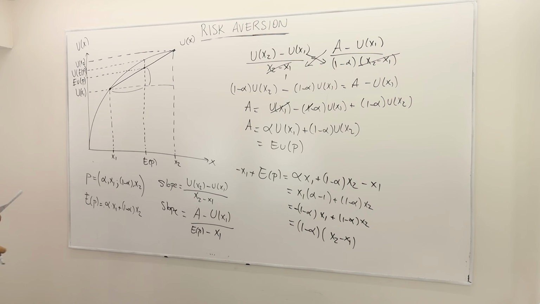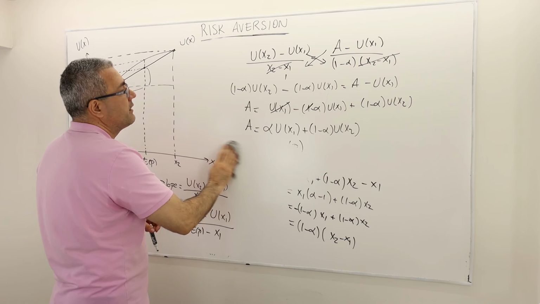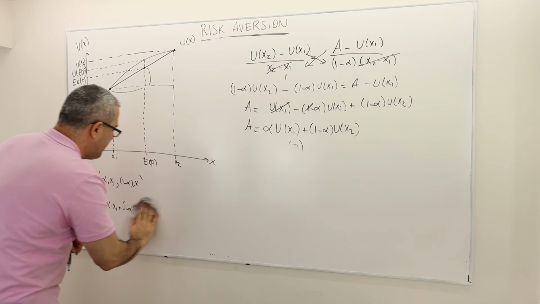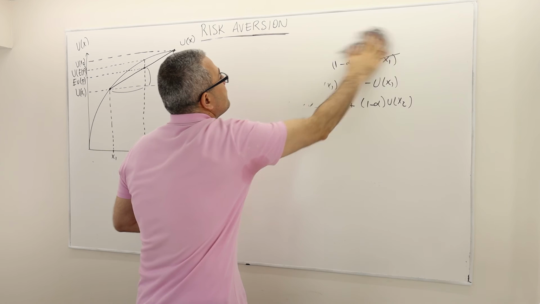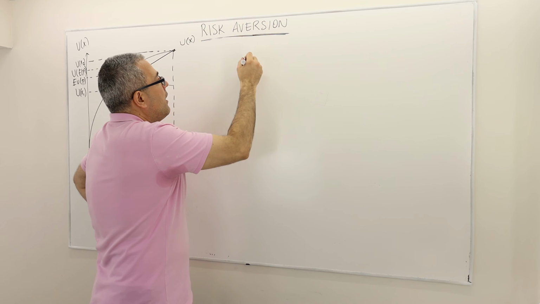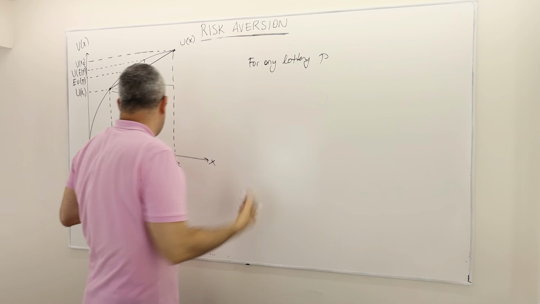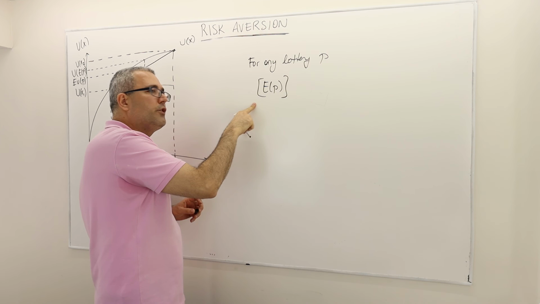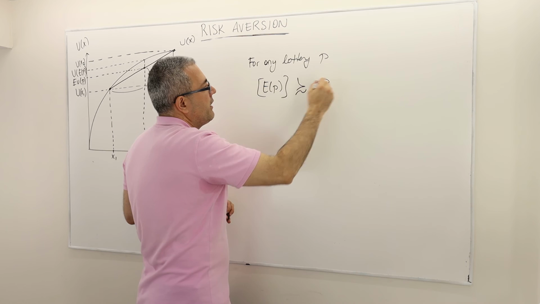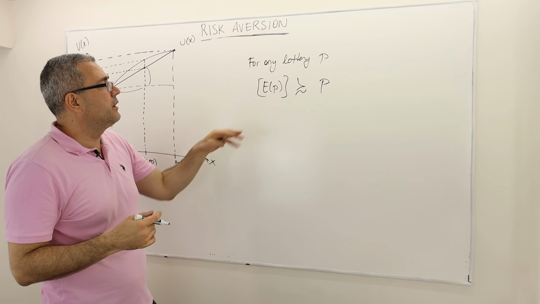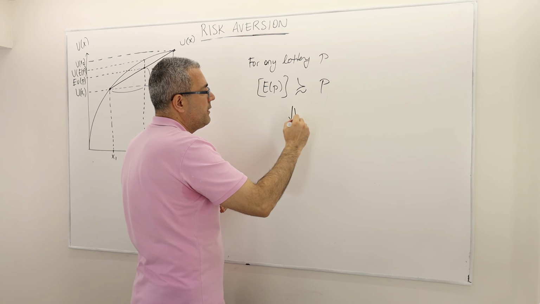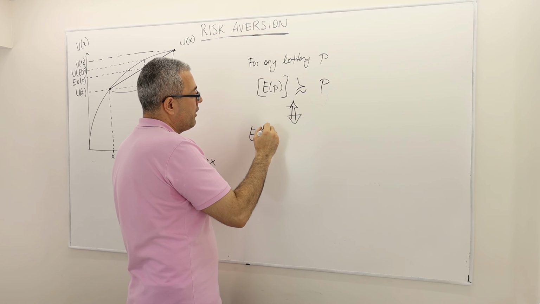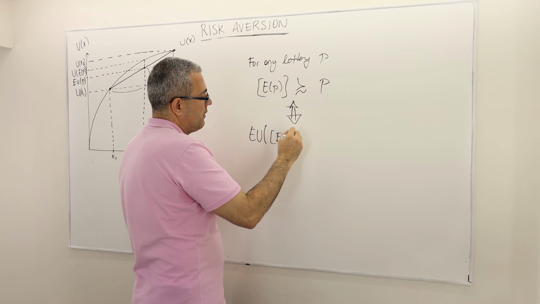What do I get? Let me clean up some space. By the definition of risk aversion, if you remember, it was saying that for any lottery P, where I just picked one lottery, the sure lottery EP has to be at least as good as the lottery itself. But because this preference relation, under our assumption, is represented by a von Neumann Morgenstern utility function, that means, remember the von Neumann Morgenstern theorem, that the expected utility of this lottery EP is greater than or equal to the expected utility of P.